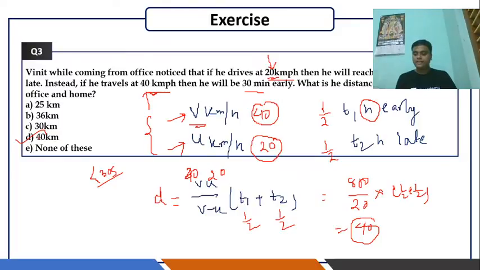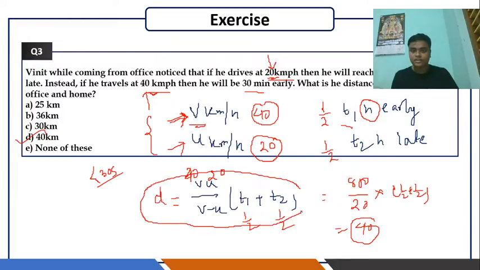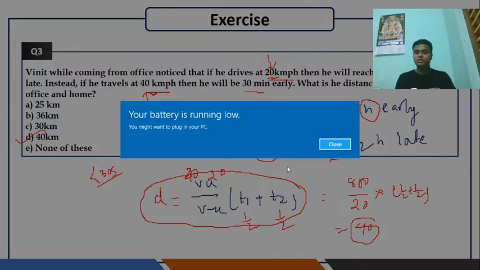So guys, comment in the comment box if the approach, the particular trick, is clear to you. If one person is moving at the speed of v kmph and reaches the destination t1 hours early, and if he moves at the speed of u kmph and reaches the destination t2 hours late, then the distance between the two places is d equals vu by v minus u into t1 plus t2. Remember, t1 and t2 are in hours, v and u are in kmph. That's the only thing you need to keep in mind.